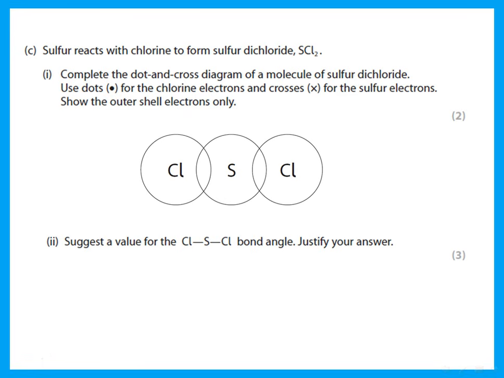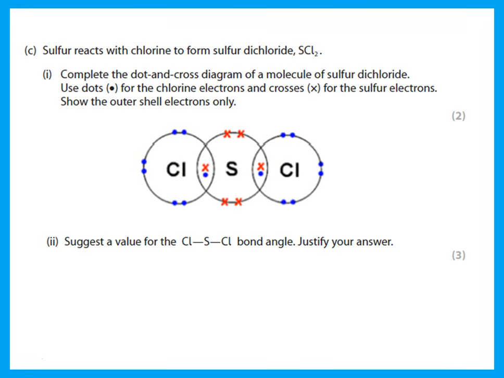Complete the dot and cross for a molecule of sulfur dichloride, and he's specifying that the dots are for chlorine and the crosses for sulfur. So please follow his notation. Remember that sulfur is in group 6, it needs 2 electrons. Chlorine is in group 7, it needs only 1. So the chlorine will share 1 with the sulfur, but the sulfur shares 2 electrons with 2 chlorines. And remember that each chlorine still has the rest of its 7 around it, and the sulfur has the rest of its 6 around.